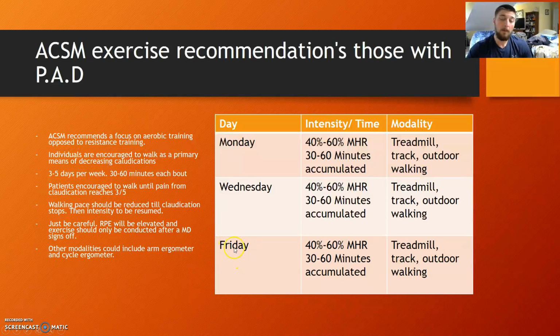Primary modalities are the treadmill, track, or outdoor walking. They can also use an arm ergometer or a cycle ergometer, but they didn't really elaborate on the benefits of that as opposed to a treadmill. The treadmill is the preferred modality.